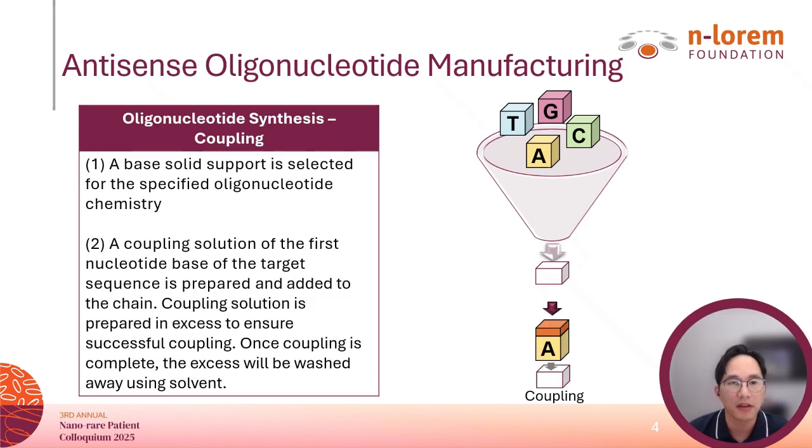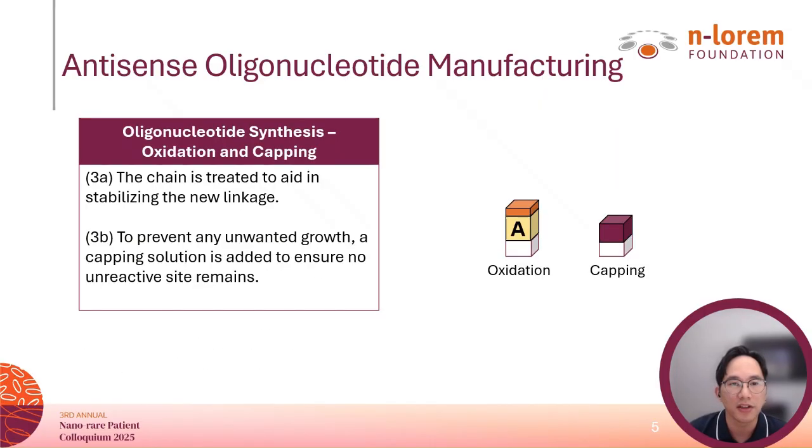Next, a base solid support is selected for the specified oligonucleotide chemistry. A coupling solution of the first nucleotide base of the targeted sequence is prepared and added to the chain. The coupling solution is prepared in excess to ensure successful coupling. Once coupling is complete, the excess will be washed away using solvents. Next, the chain is treated to aid in stabilization of the newly formed linkage in a step called oxidation. Then, to prevent any unwanted growth, a capping solution is added to ensure no unreactive site remains.